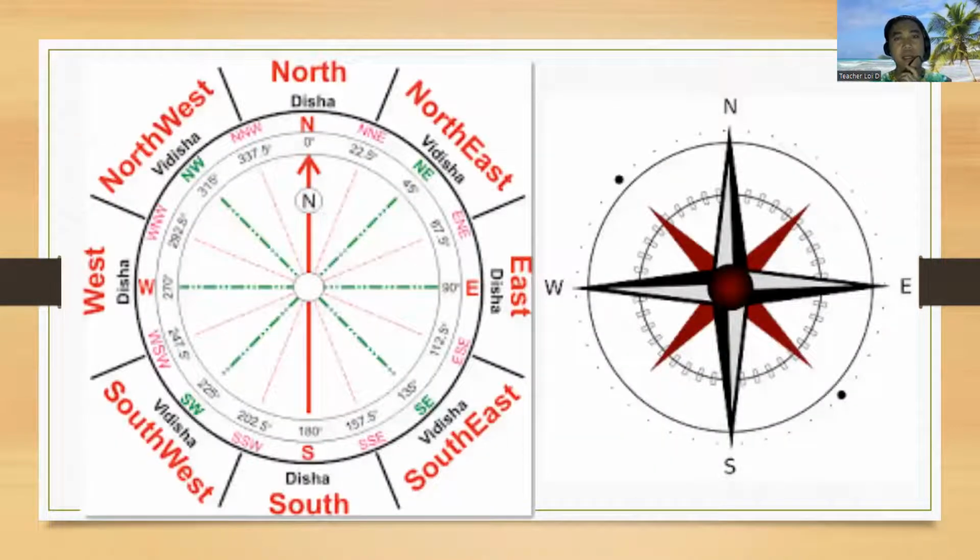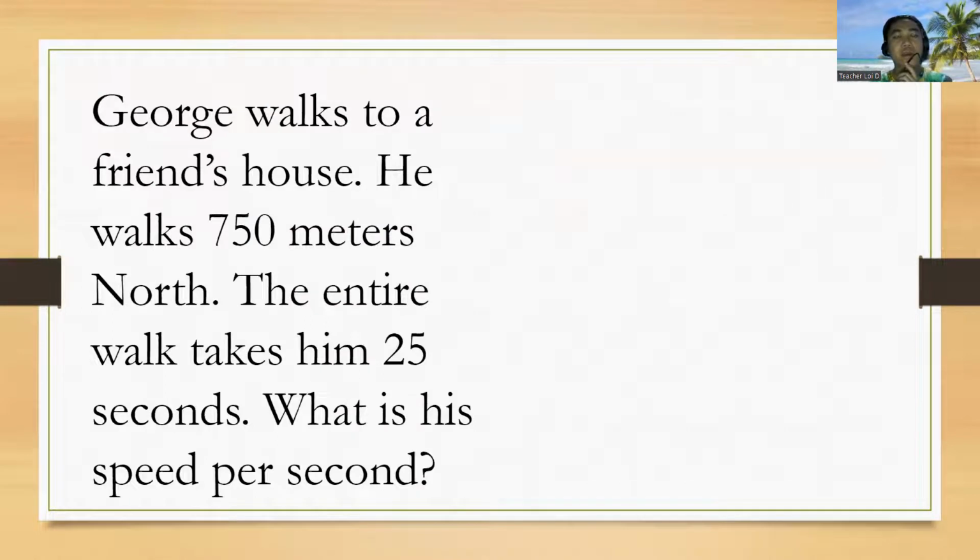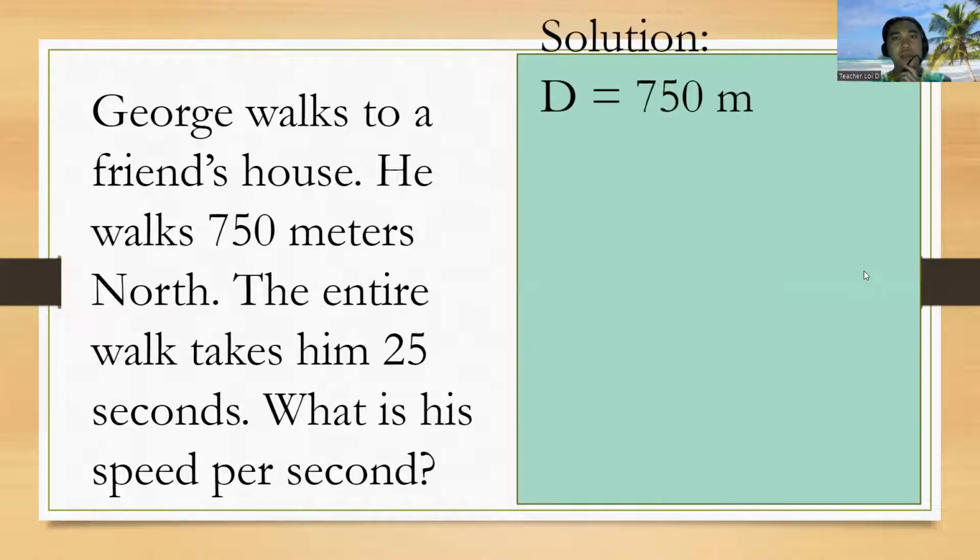Okay, na ginagamit natin. For example, George walks to a friend's house. He walks 750 meters north. The entire walk takes him 25 seconds. What is his speed per second? So hahanapin natin yung mga given numbers. First is the distance. Distance is 750 meters. And time is 25 seconds. What is speed?